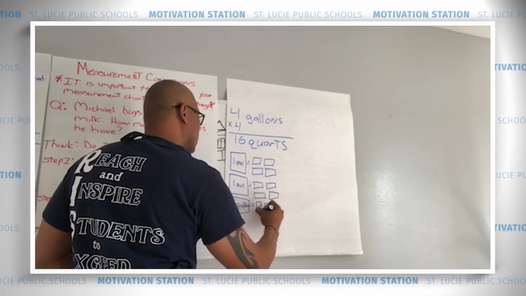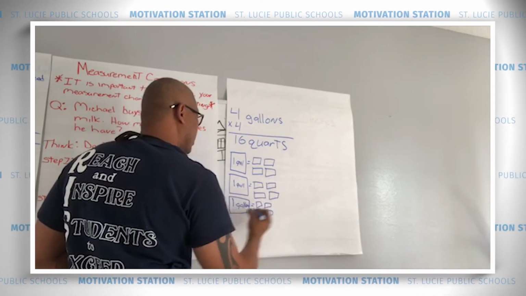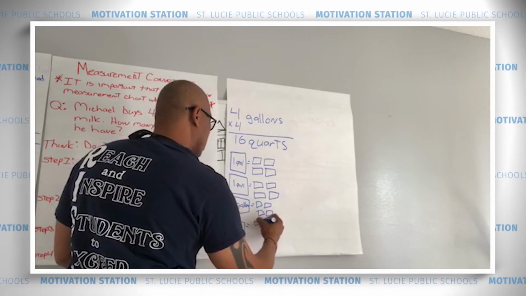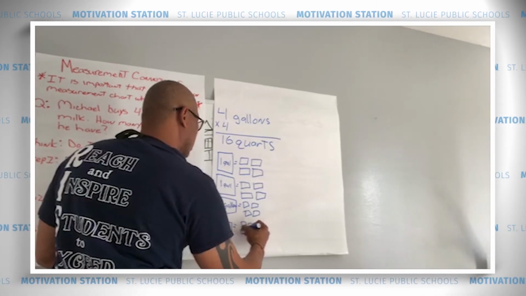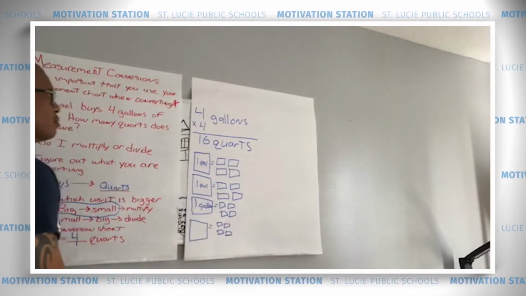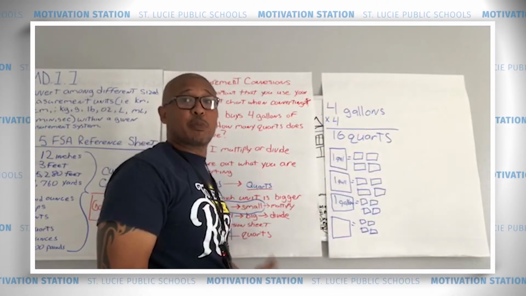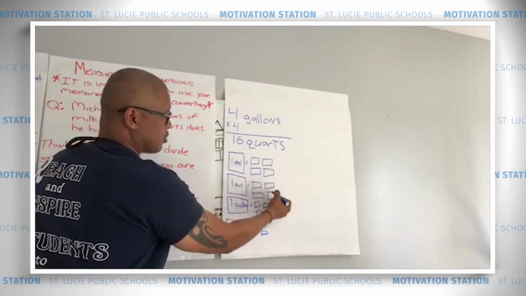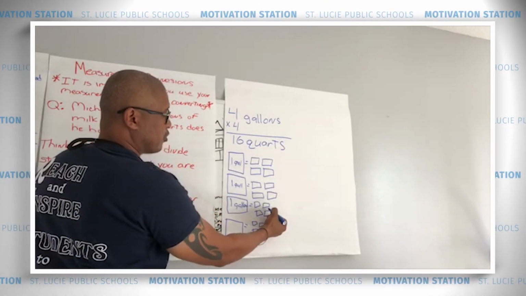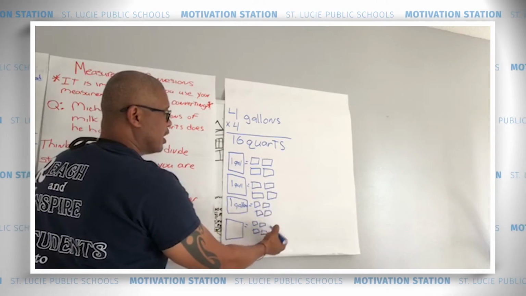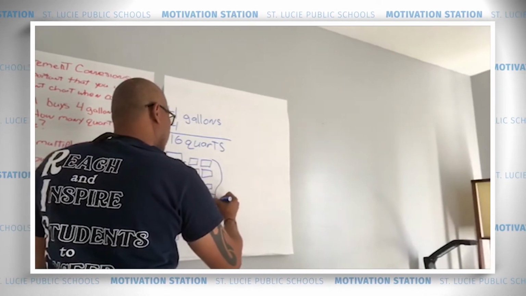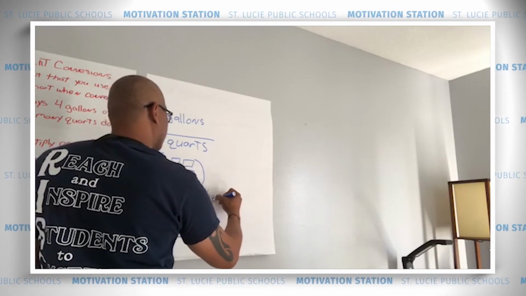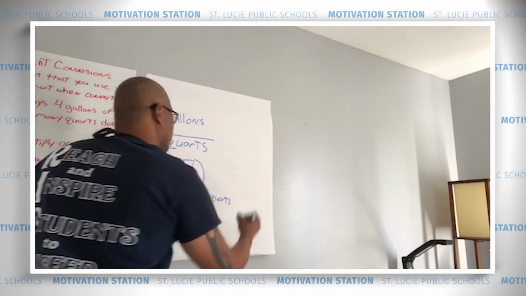1, 2, 3, and my last gallon that he bought. 1, 2, 3, 4. All right, so multiplication is repeated addition. So if I repeatedly counted these, I have 4 plus 4 equals 8 plus another 4 equals 12 plus another 4 equals 16. So he totally bought 16 quarts. It's equivalent to 16 quarts.